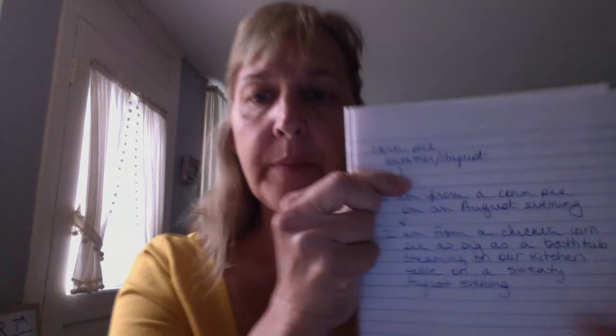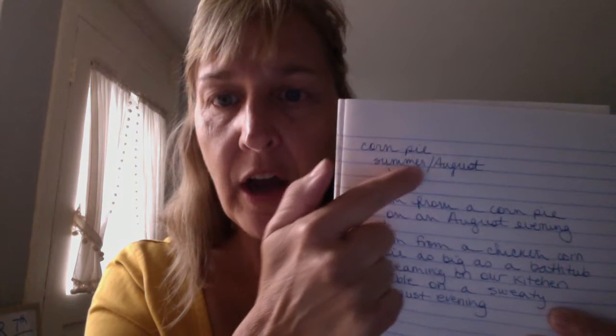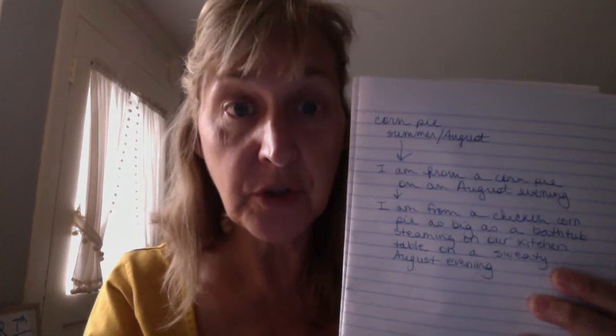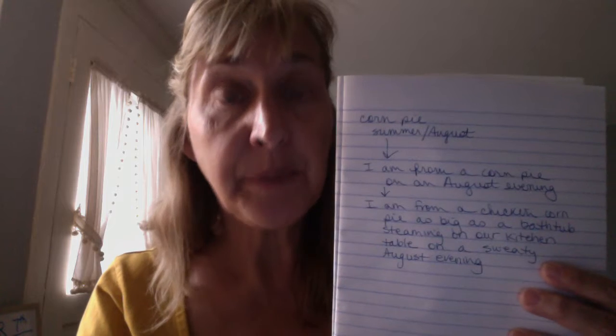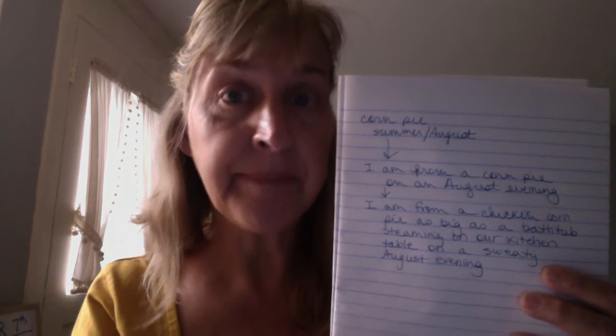If you take a look up here, you'll see that I took that idea, corn pie, August, and summer. From there, I decided to put it into the I Am From template, the little story starter, right? And I said, I am from a corn pie on an August evening. That was my first draft.